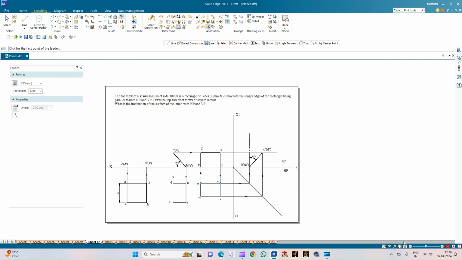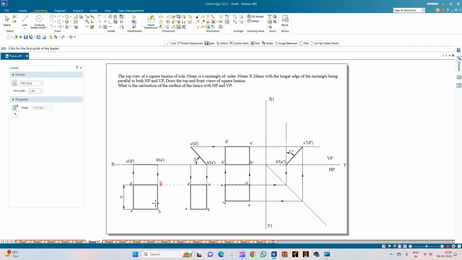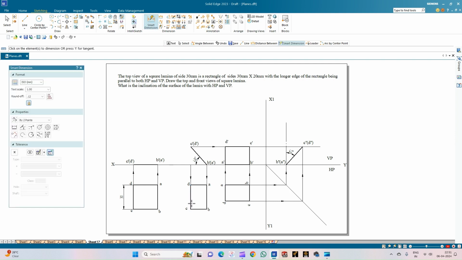To summarize, there is a square lamina resting on one of its edges, being parallel to both HP and VP. Since it is a square lamina, all the edges will be of the same dimension, that is 30 mm, and here that edge is AB, which is parallel to the horizontal plane. In the next position, the edge A dash B dash is parallel to the vertical plane as well. This is the front view of the rectangle, which appears to be a rectangle of 30 cross 20 mm. We better show the dimension of the rectangle in the second position.